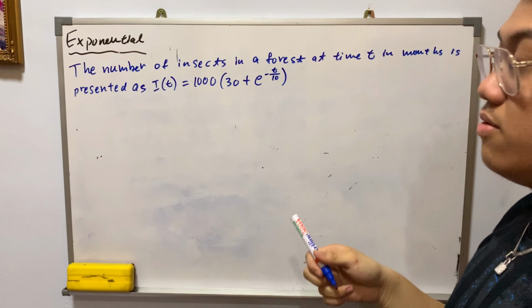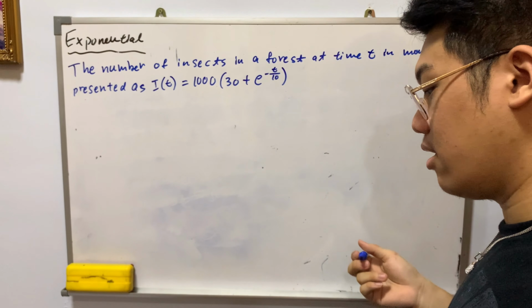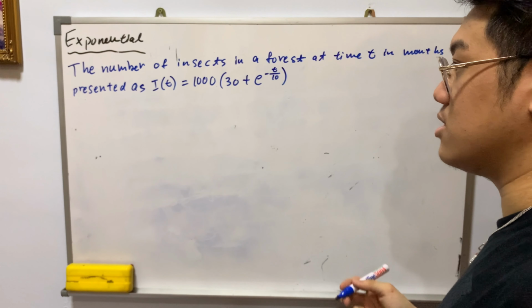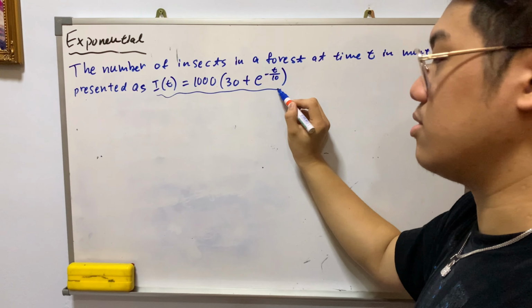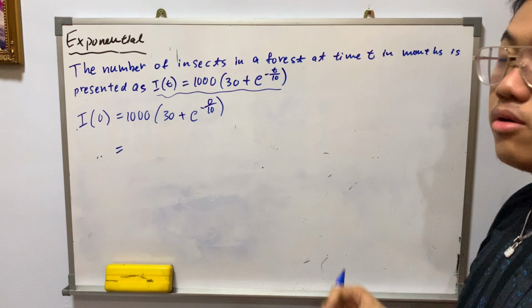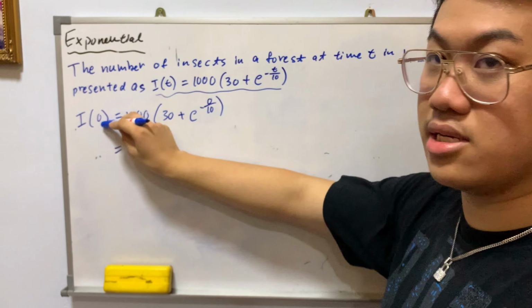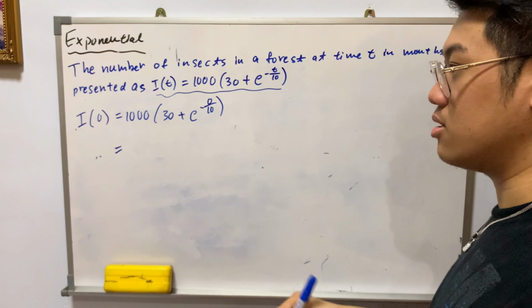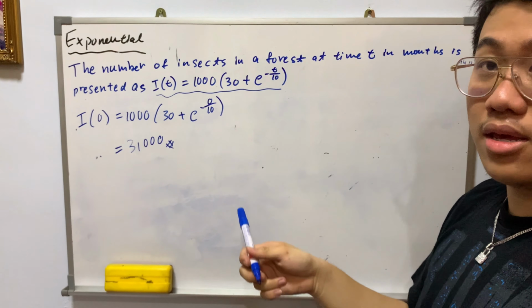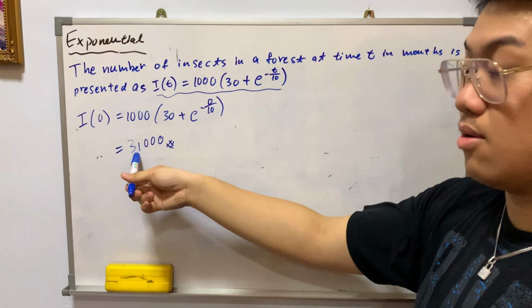So for A, it asks what is the initial number of insects in the forest. We can use this equation over here, which is the original equation. Your equation should look like this. t is 0 because it's the starting point, so there's nothing, so it should be 0. After calculating, your answer should be 31,000.